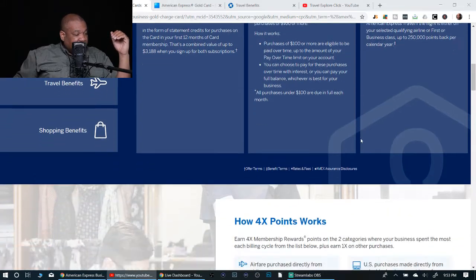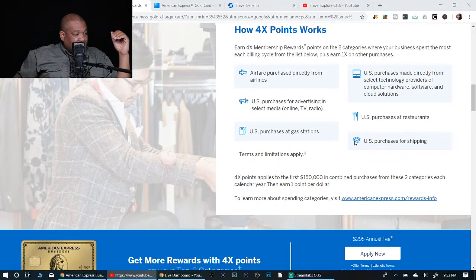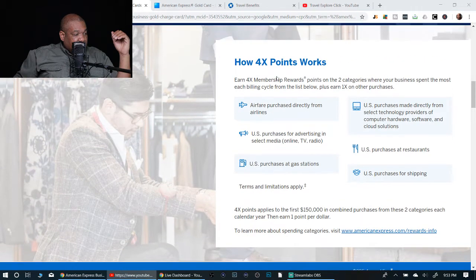And let's see, what else do we have? Give me more. Okay. So how does 4 times points work? Airfare purchases directly from airlines, you can get 4 times points with that. And like I said, it's a category thing. You have to choose the different categories.